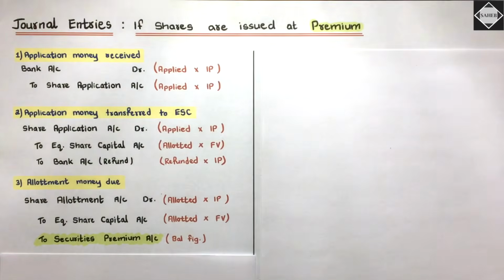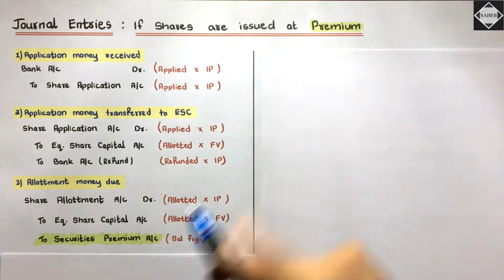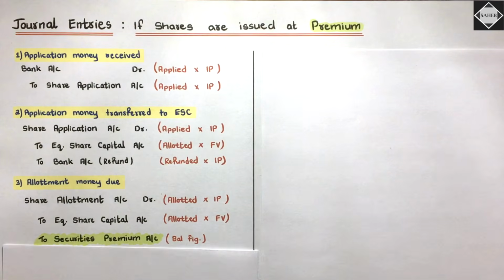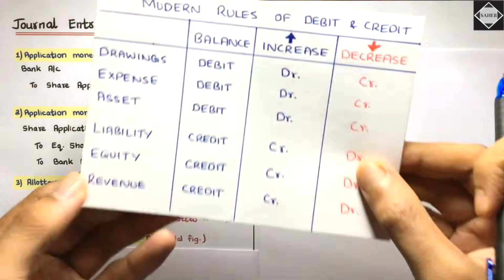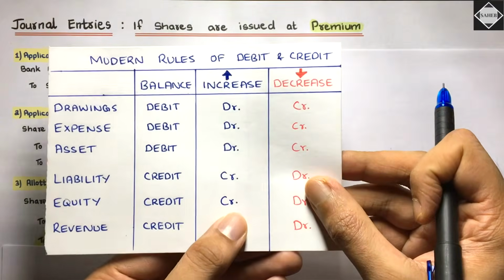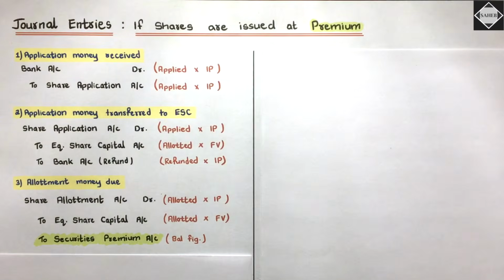The logic is really simple. We are increasing the capital. That is why this is getting credited by 1 lakh. And then securities premium account is getting credited. Why is securities premium account getting credited? Because securities premium account is a reserve. Reserves have which balance? Credit balance, isn't it? They fall into the equity category. They have credit balance. Whenever they increase, you have to credit. Here securities premium reserve is increasing.